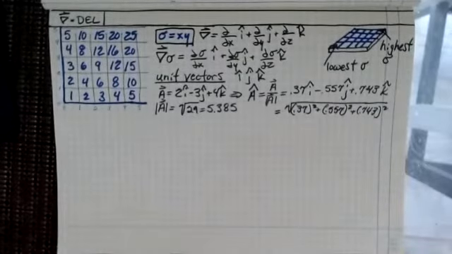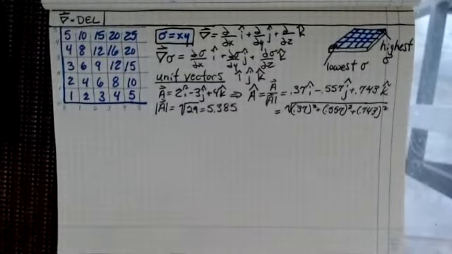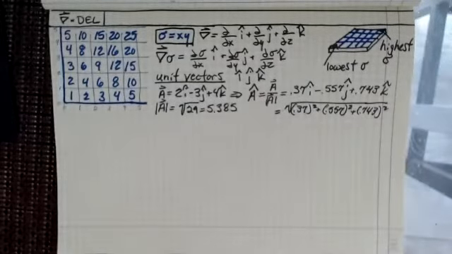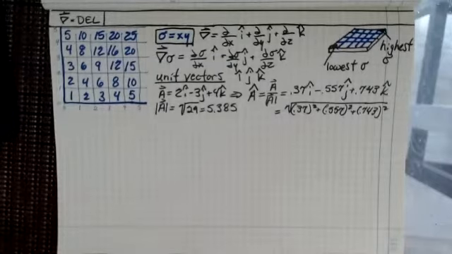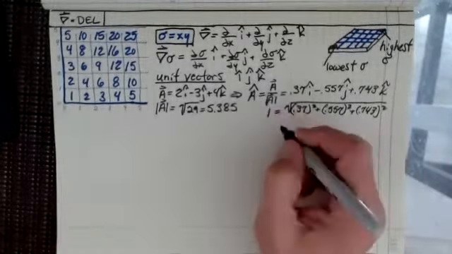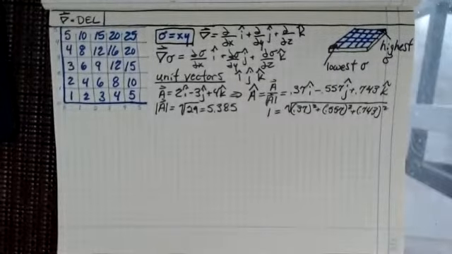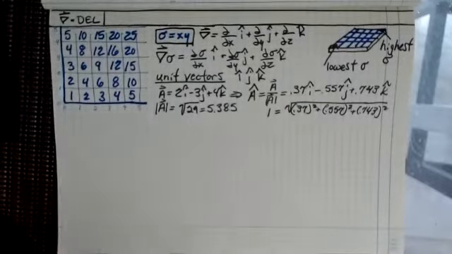I'm just going to pop it in here for a second. 0.37 squared plus 0.557 squared plus 0.743 squared equals, taken to the square root, 1. Right? Does everyone see that? So yes, it is 1.